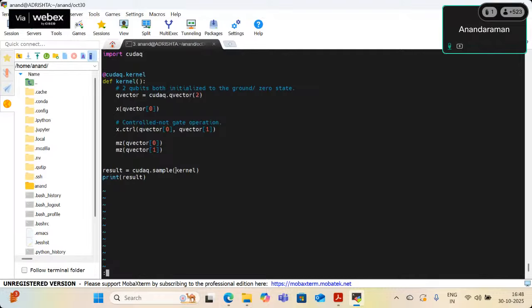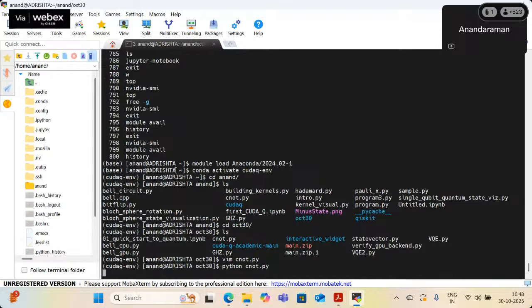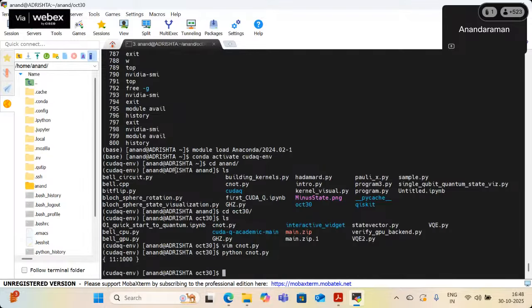So I just run it now. python cnot.py. I run 1000 times. By default it is 1000. The number of shots for sample is 1000. So the answer is 1 1. Now we will again see the code.